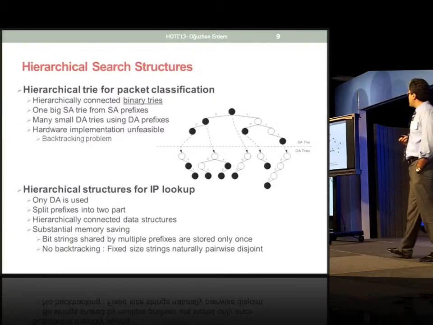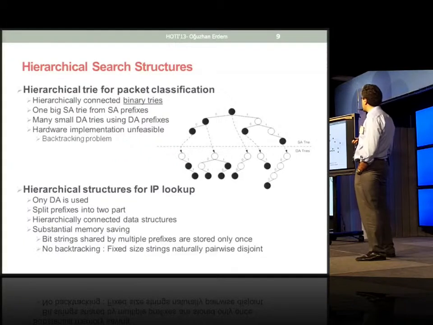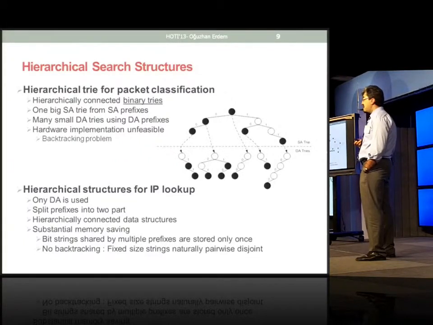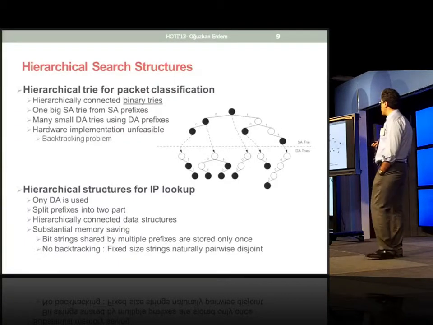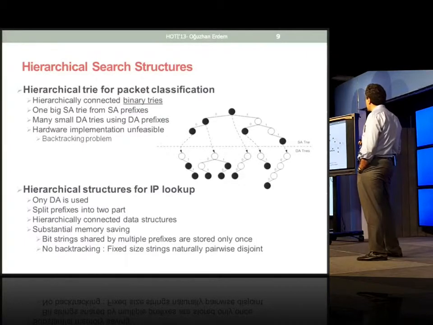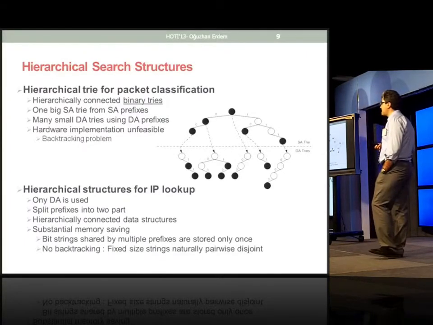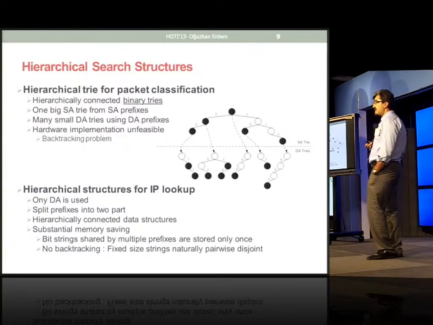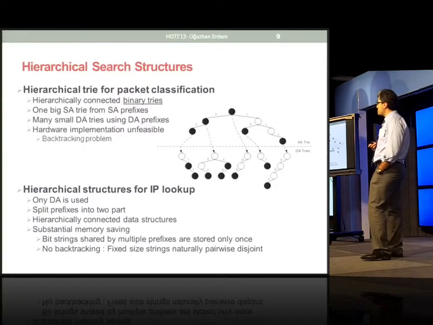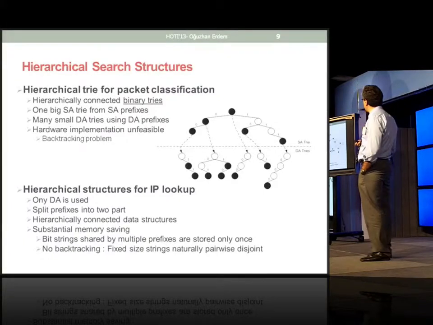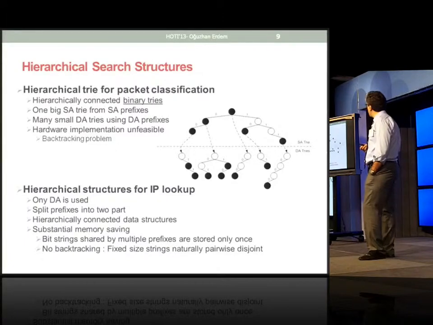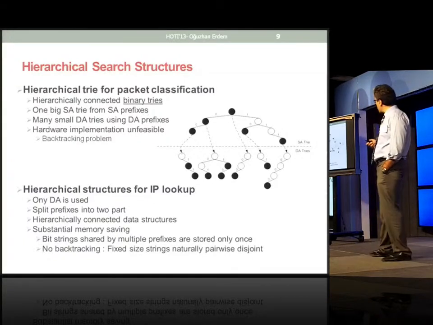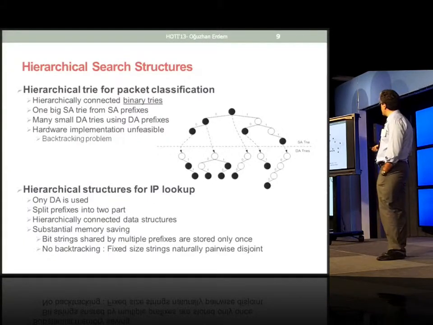In our work, we propose to use hierarchical structures for IP lookup. In our case, we only have the destination address, but we can split the prefixes into two parts and represent them by using hierarchically connected data structures. By using that structure, we can achieve substantial memory saving because bit strings shared by multiple prefixes are stored only one time. And in our case, there is no backtracking problem because we use fixed size strings in the first stage, which are naturally pairwise disjoint.